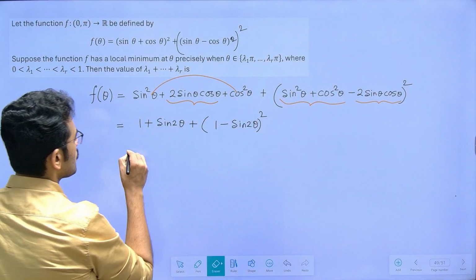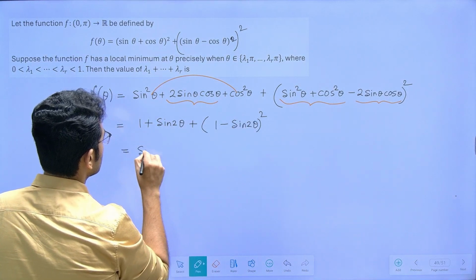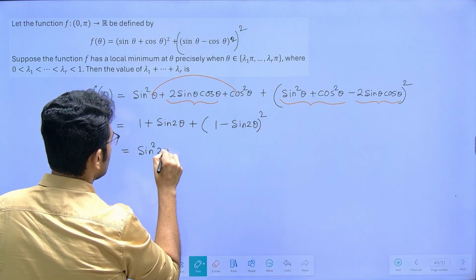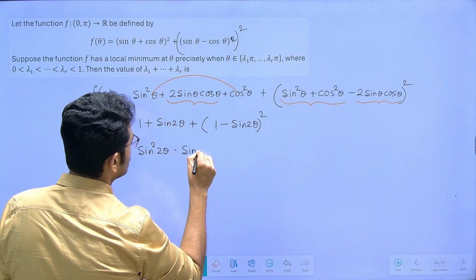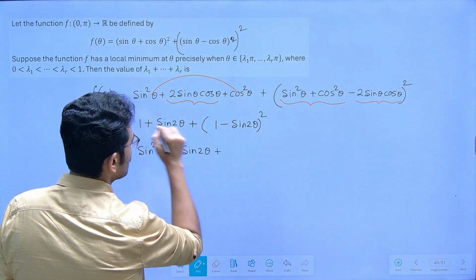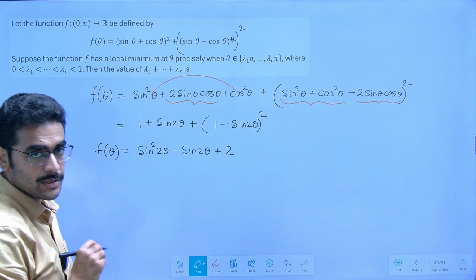So if you open up the square, it will become sin^2 2 theta minus 2 sin 2 theta, plus sin 2 theta. So minus sin 2 theta plus 1 plus 1, 2. So this is the function f(theta) on simplification.